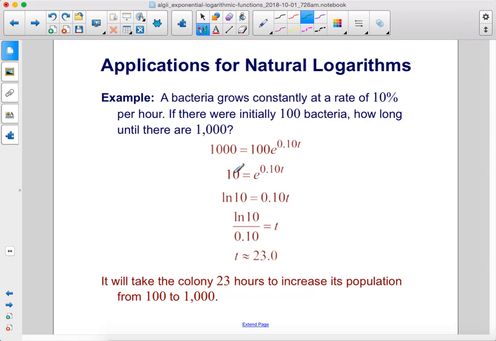So we divide both sides by 100, and we get 10 equals e to the 0.10 t. We take the natural log of both sides, so when we do that, the natural log and the e cancel. We're left with 0.10 t on the right side, and we have the natural log of 10 on the left. Divide that by 0.10. Use our calculator to find that t is approximately equal to 23.0. It will take the colony 23 hours to increase its population from 100 to 1,000.